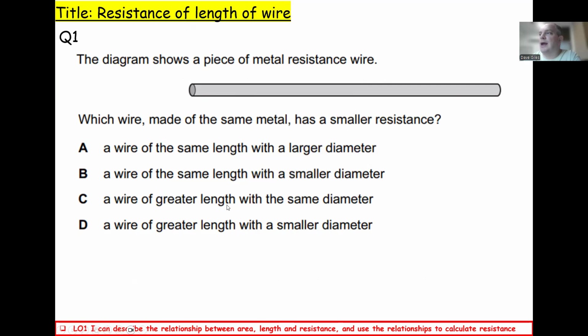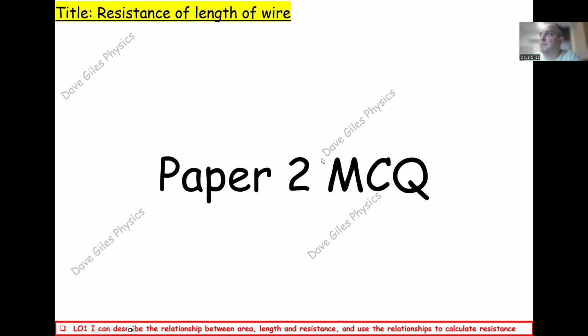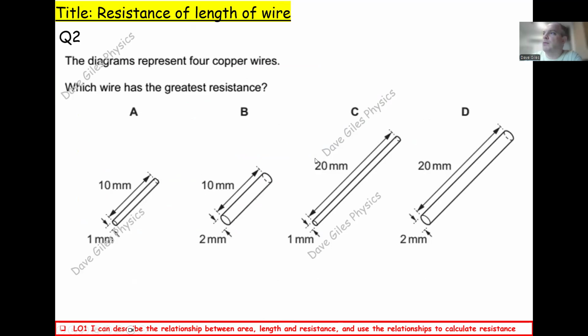A wire of greater length with the same diameter. Well, the greater length is going to increase the resistance, so it's not that. A wire of the same length with a smaller diameter. Again, the smaller diameter is going to increase the resistance, so it's not that. A wire of the same length with a larger diameter. The larger diameter is going to decrease the resistance, so it's A. Oh, I put that in the wrong order there.